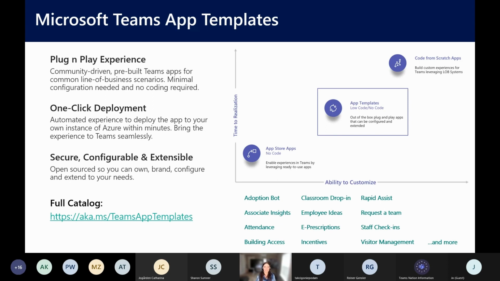Well, one of the things Microsoft has done is they've taken different scenarios and built app templates for it. So they took these scenarios and said, hey, we see a need for being able to have building access or some incentives. And so they built different solutions that are available as the app templates. Now, the full catalog, to access it, you just go to aka.ms Teams app templates. And I'll go ahead and click on the link.